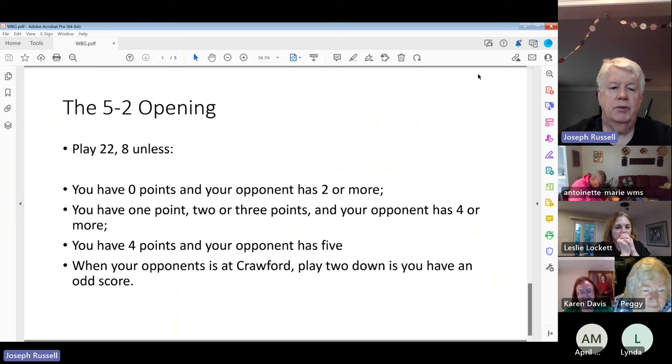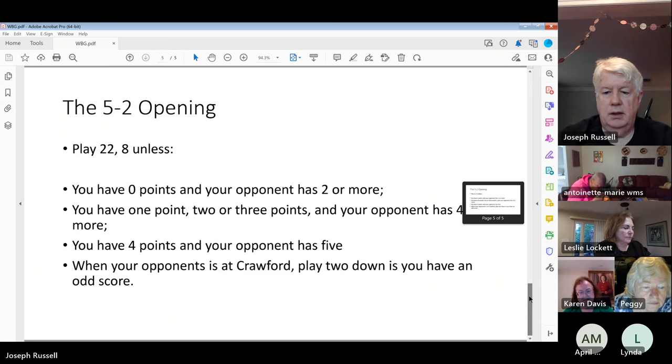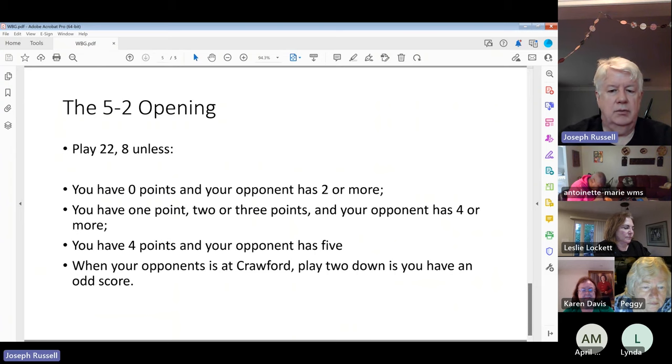if you have an odd score. So if your opponent's at Crawford and you have 1, 3, or 5, play two down. If you have 0, 2, or 4, make the split play. Okay. And that's the end of the presentation.